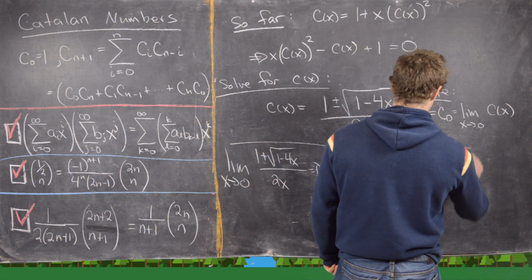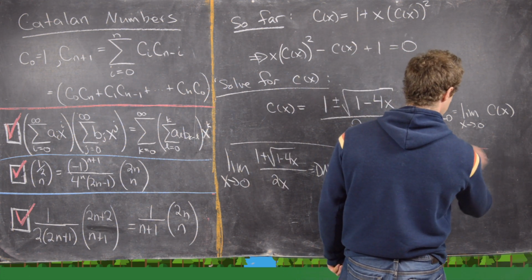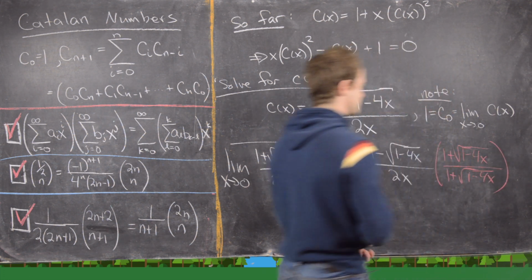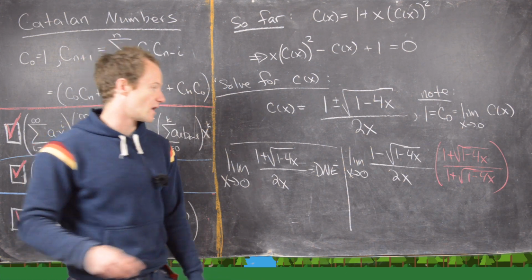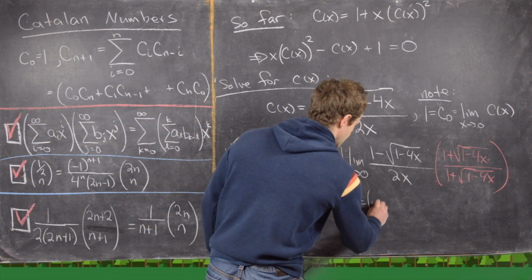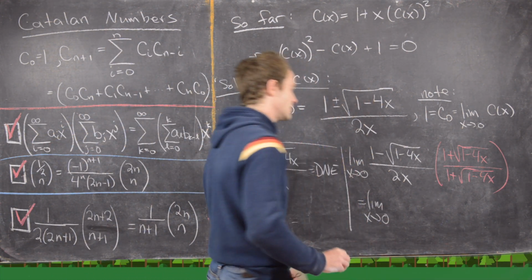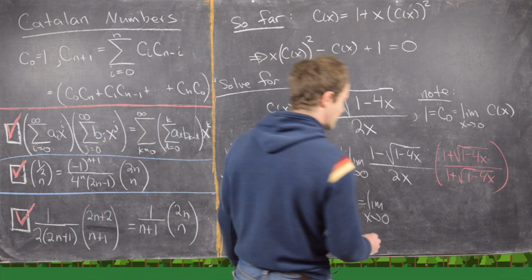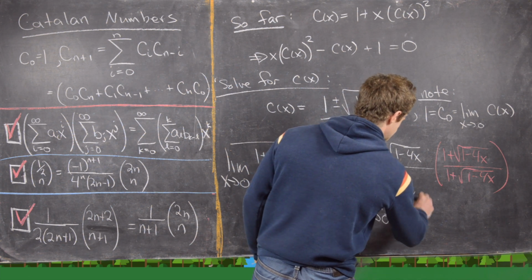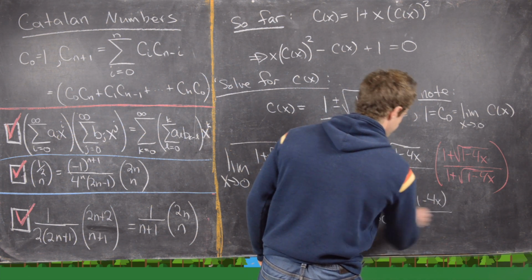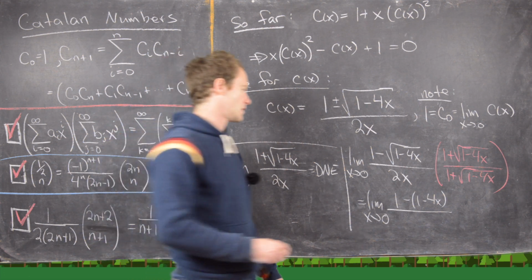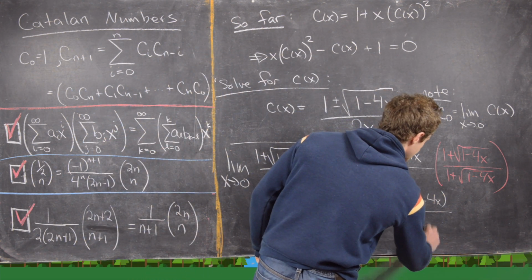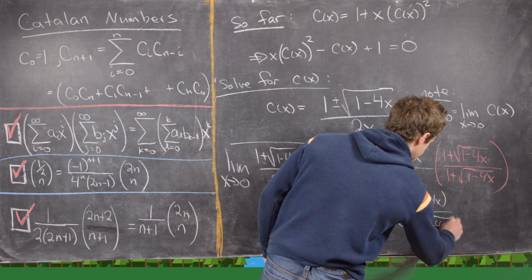So we have 1 plus the square root of 1 minus 4x over 1 plus the square root of 1 minus 4x. So we've got something like that going on, but notice that's going to give us the limit as x goes to 0. So we've got something like a difference of squares in the numerator. So that will give us 1 minus 1 minus 4x over 2x times 1 plus the square root of 1 minus 4x.